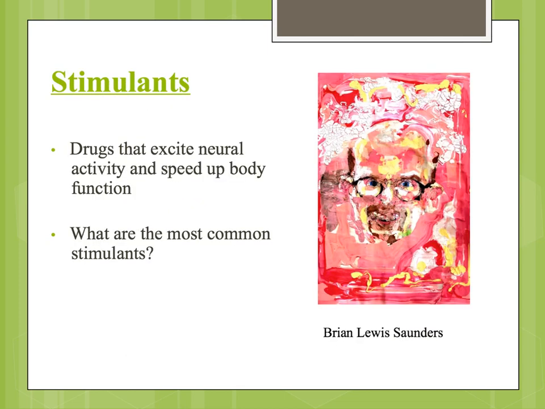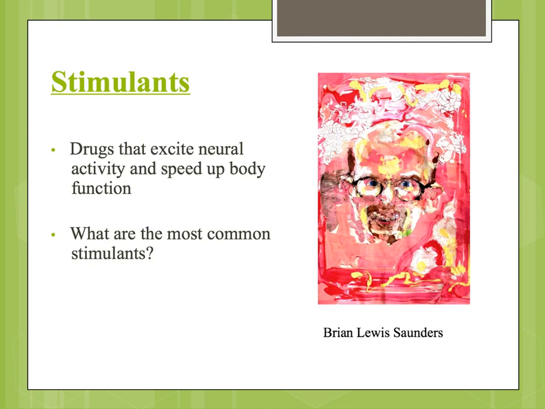All right, this leads us to the next category of drugs, which are stimulants. Stimulants are just the opposite of depressants. Stimulants are drugs that excite neural activity and speed up body functions, whereas depressants slow down neural activity and body functions. So what do you think the most common stimulant is? It's in fact caffeine. So the sugar and coffee and sodas and candy, that's the most common stimulant there is, caffeine.